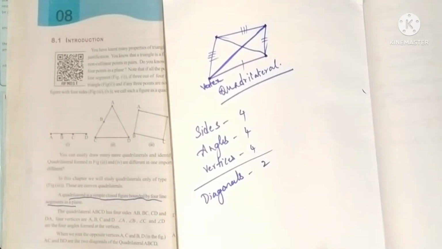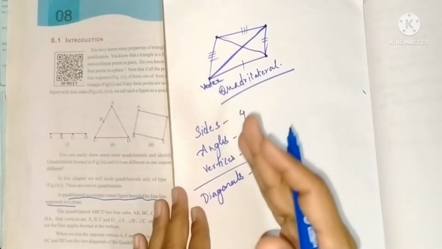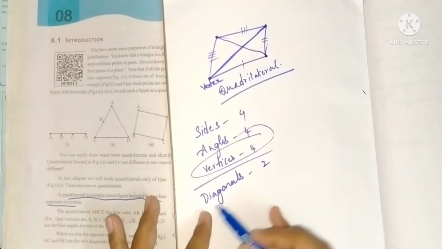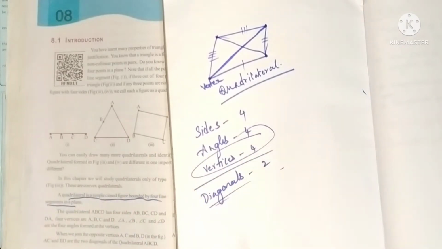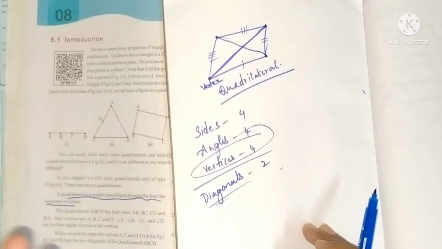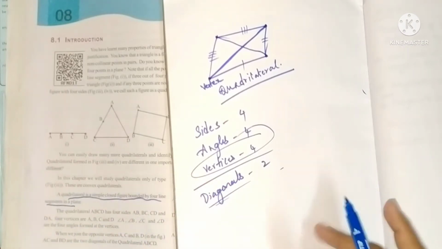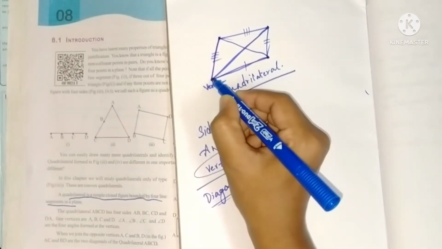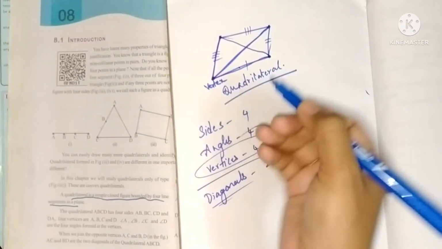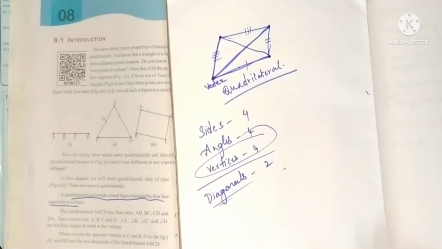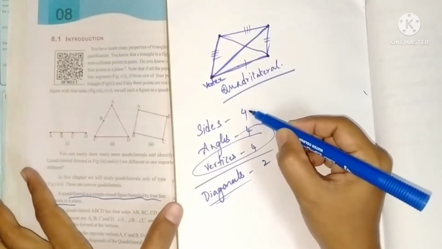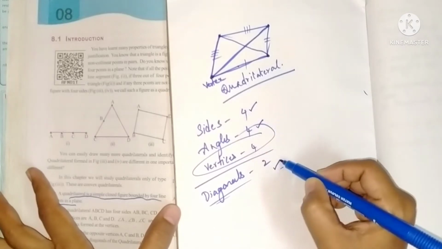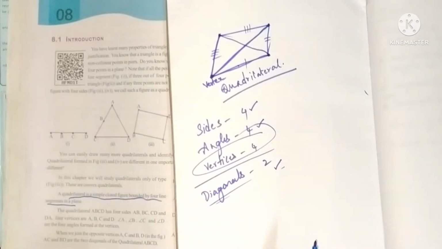Students, based on the nature of these sides, angles and diagonals, the properties vary. There are no particular properties for vertices. A vertex is nothing but the common point between two sides, the joining point of two sides. Based on the nature of sides, angles and diagonals, there are different types of quadrilaterals.